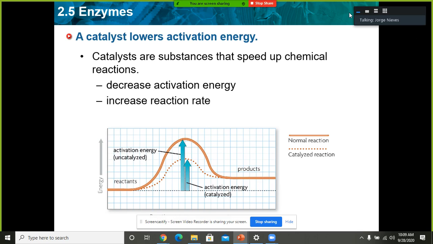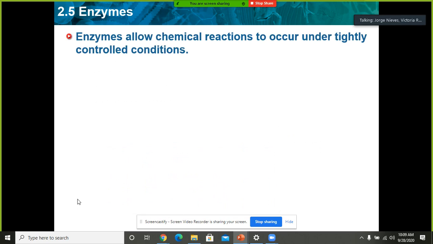Okay, any questions about a catalyst? That's what basically a catalyst does. Okay, it decreases the activation energy and it increases the reaction rate. Estamos, preguntas, dudas. No. Okay, perfecto. Let's continue.